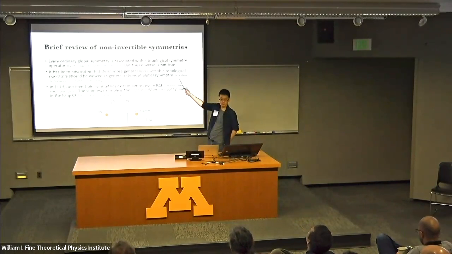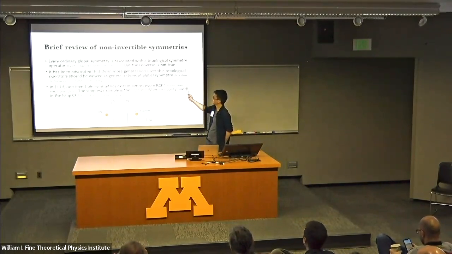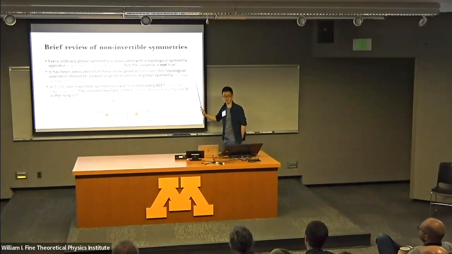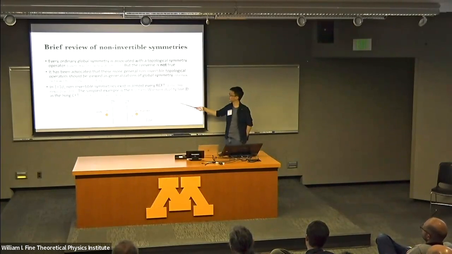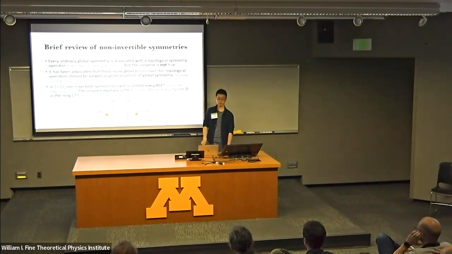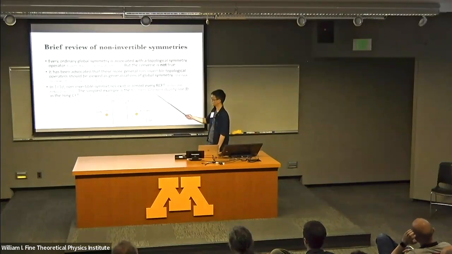But then it's natural to ask the converse. Is every topological operator in a given quantum field theory associated with an ordinary global symmetry? And the answer is no. Those topological operators not associated with any global symmetry will be called non-invertible symmetries or non-invertible topological operators. And in these two papers, it was advocated that this more general non-invertible topological operator should be viewed as a generalized global symmetry. The simplest example of such a non-invertible topological operator is the Kramers-Wannier duality line in the 1+1 dimensional Ising conformal field theory.